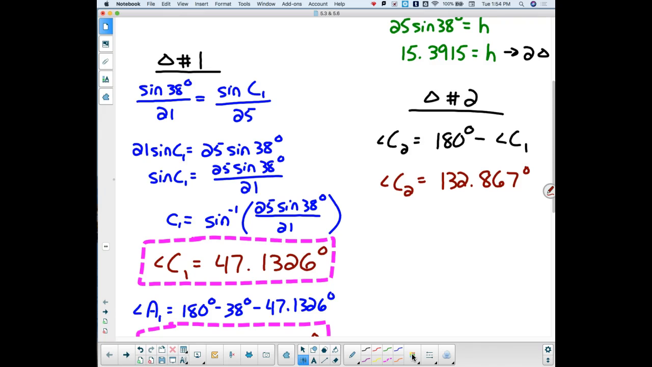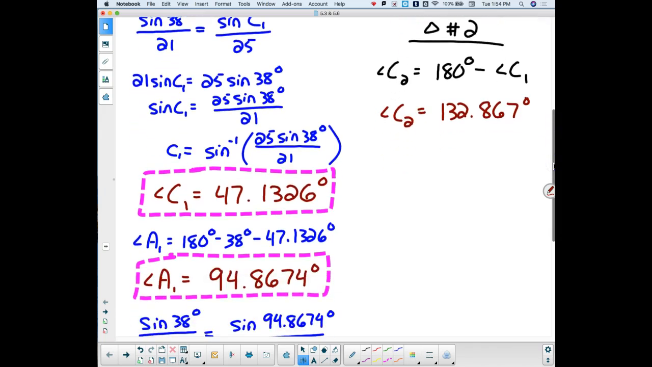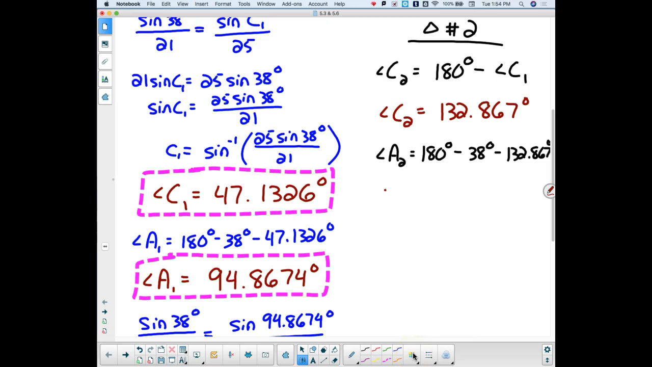Then I can find angle A sub 2. That's going to be 180 degrees minus 38 degrees minus 132.867 degrees. That gives me angle A sub 2 is 9.13262 degrees. Agree with those two.